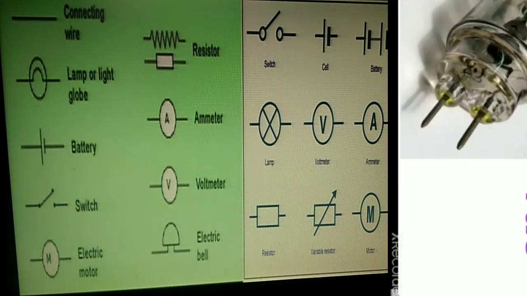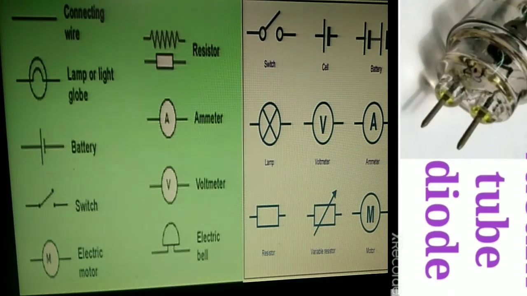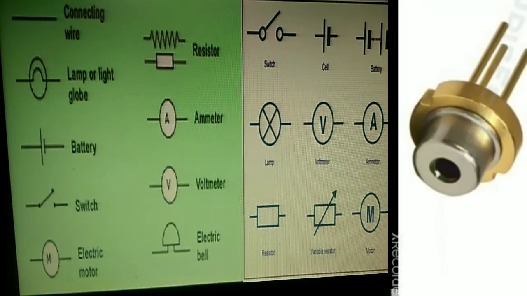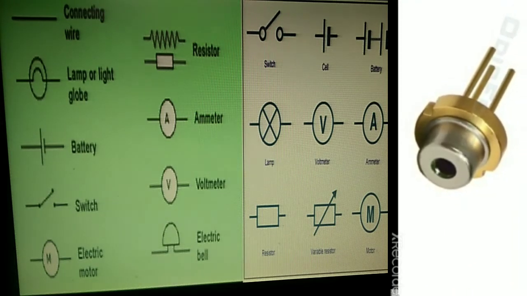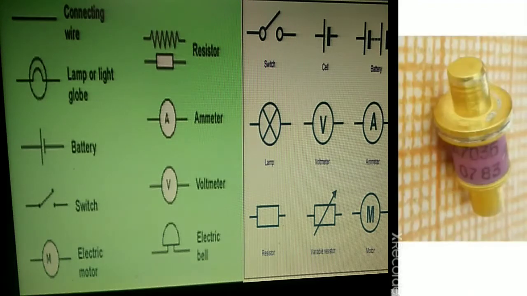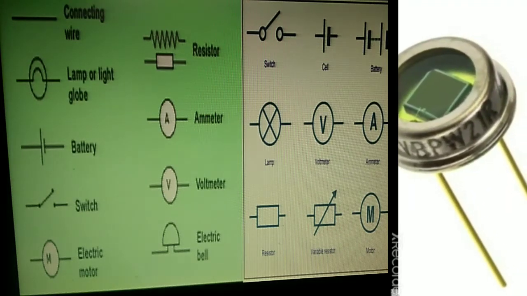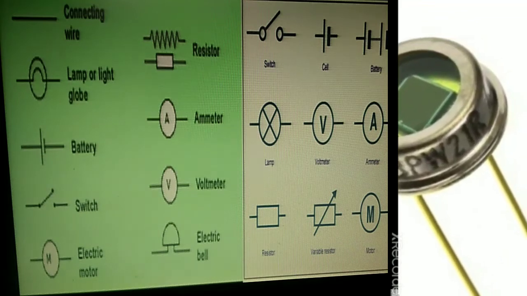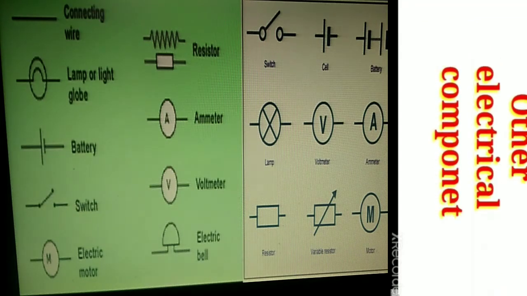Components: connecting wire, a lamp or light bulb or globe, a battery, a switch open, electric motor with M in the middle, resistor, ammeter, voltmeter, electric bulb, switch, cell, battery, lamp, voltmeter, ammeter, resistor, variable resistor, and motor.